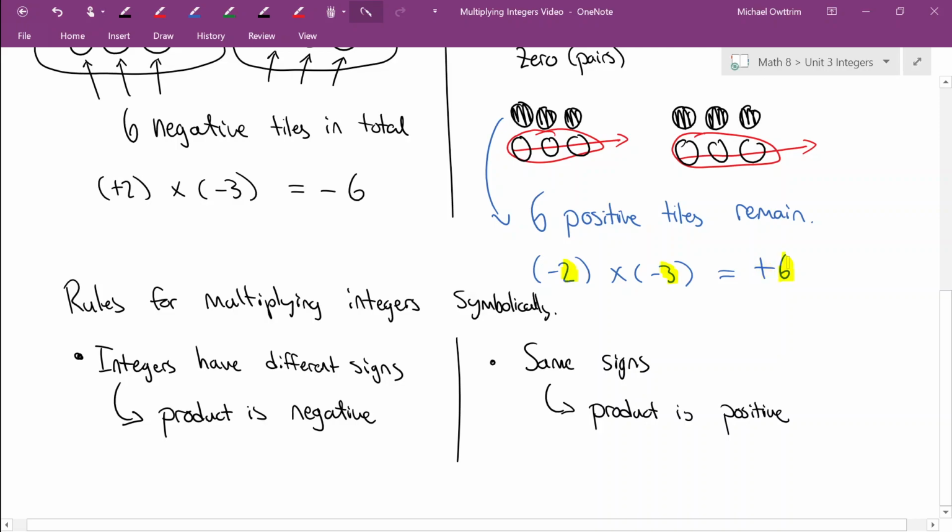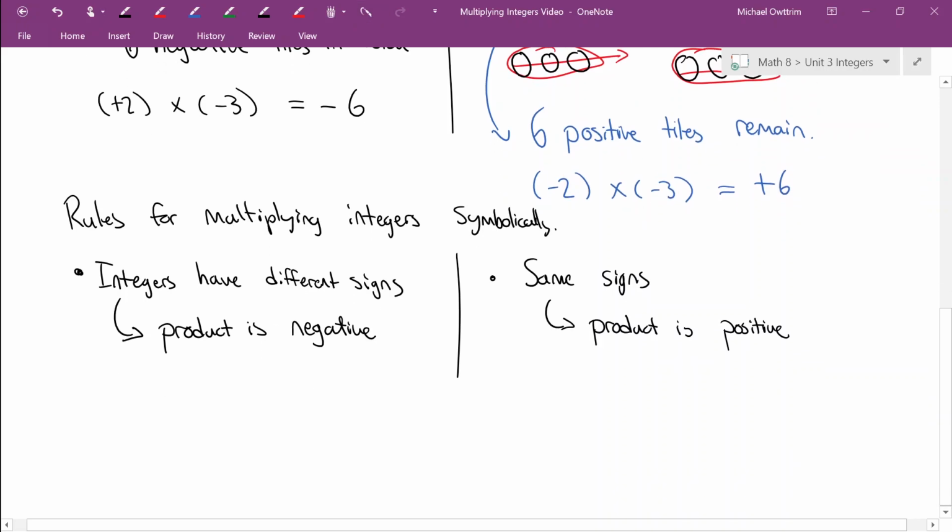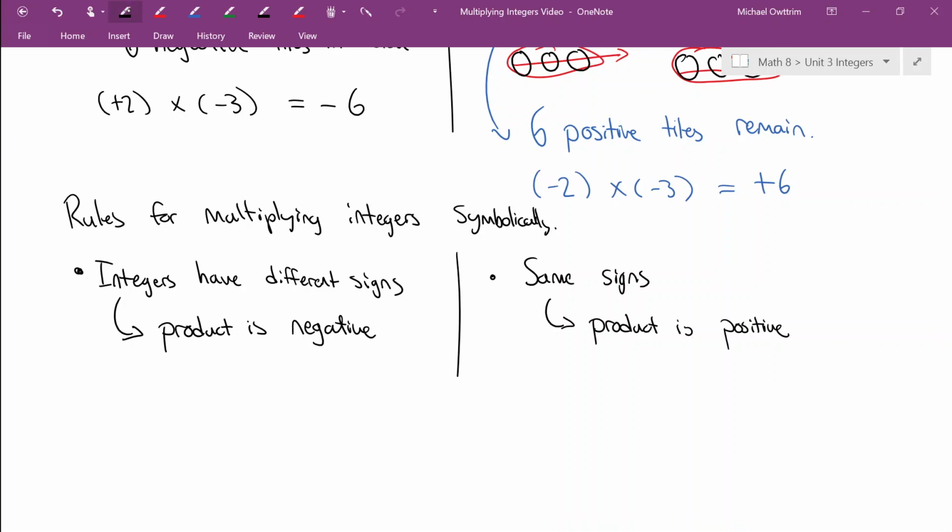So multiply your numbers normally, and then use your sign rule to either make the answer positive or negative, depending on if they are the same signs or different signs. So that's all there is to multiplying integers.